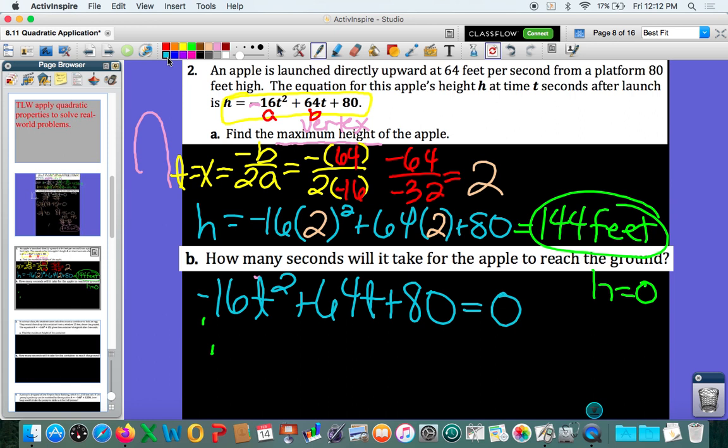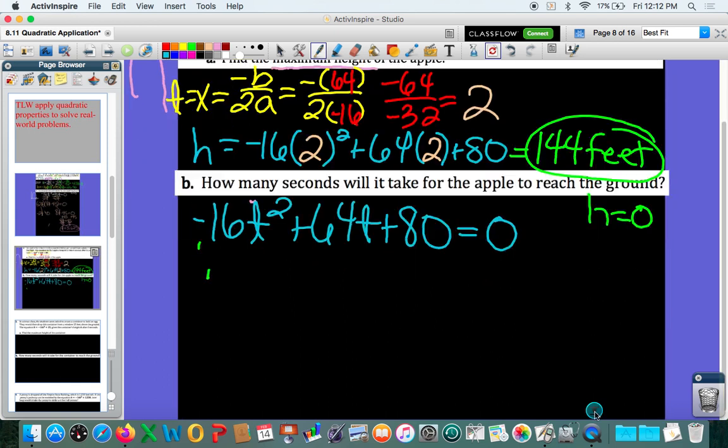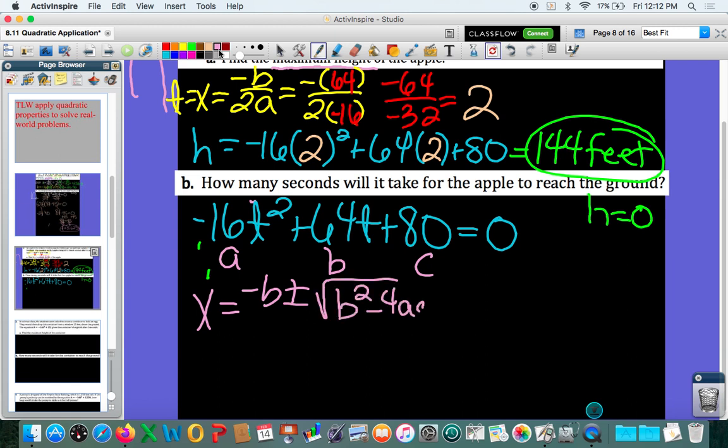This time, instead of factoring it, we're going to go ahead and use the quadratic equation. So I'm going to identify my a, my b, and my c. The quadratic equation, don't forget, is x equals negative b plus or minus the square root of b squared minus 4ac, all over 2a.